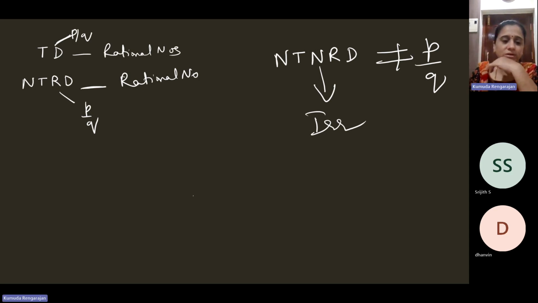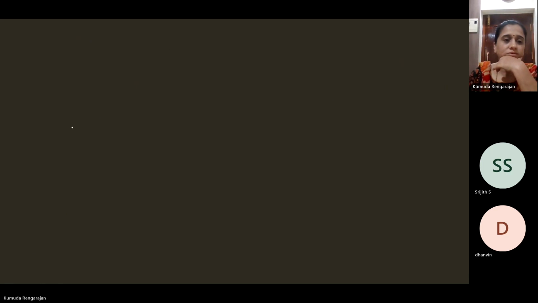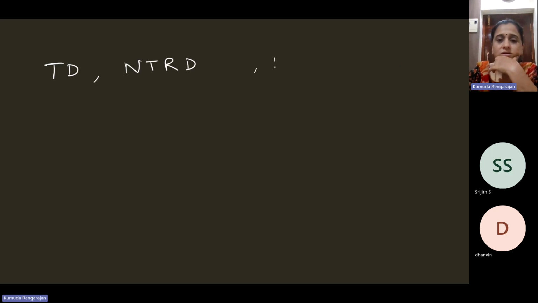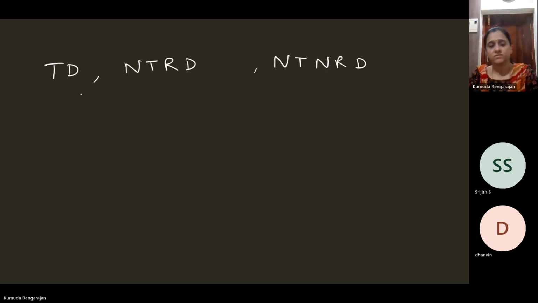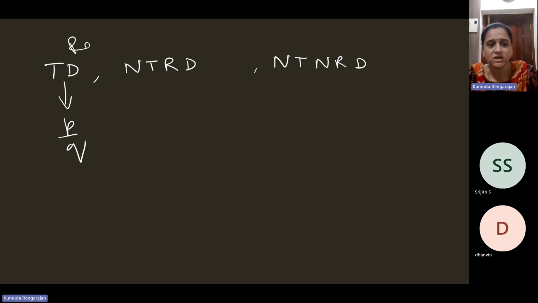What are the 3 types of decimals? Terminating decimal, non-terminating repeating decimal, non-terminating non-repeating decimal. Now, a terminating decimal has a P by Q form. You can express a terminating decimal in the P by Q form. So it's a rational number.